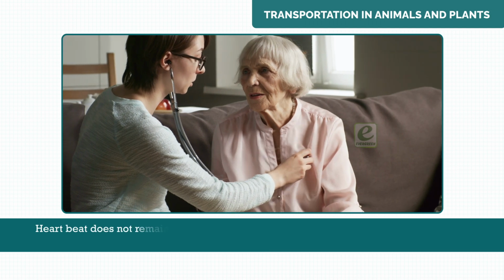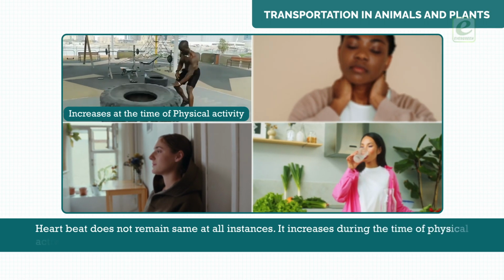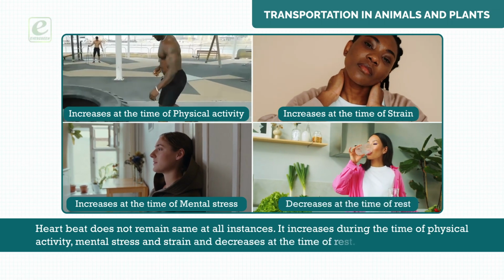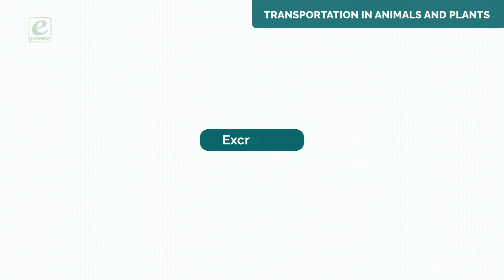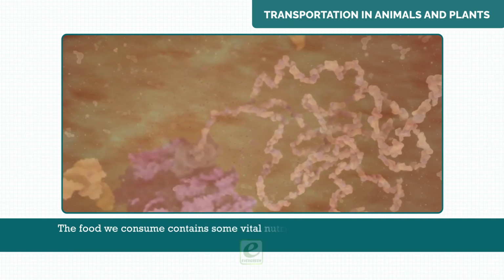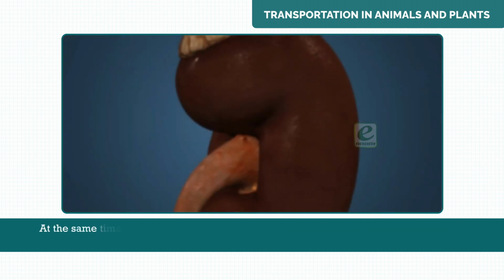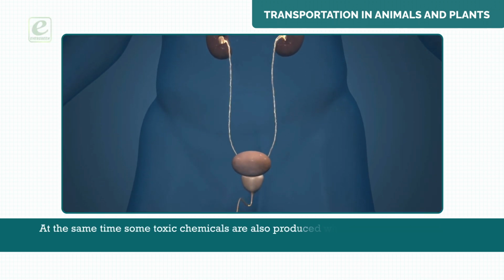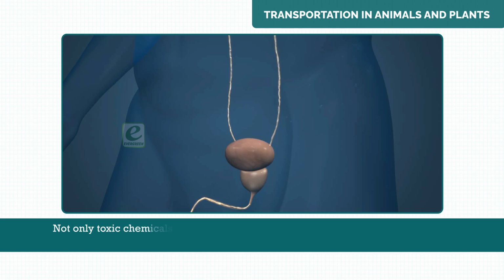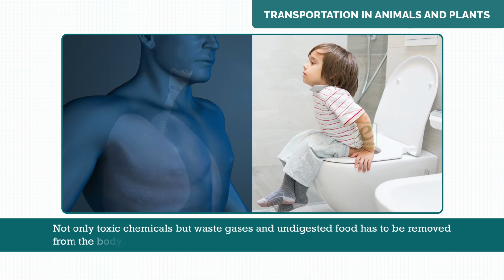Heartbeat does not remain same at all instances. It increases during the time of physical activity, mental stress, and strain, and decreases at the time of rest. Excretion. The food we consume contains some vital nutrients required for the growth and maintenance of the body. At the same time, some toxic chemicals are also produced, which have to be eliminated from the body. Not only toxic chemicals, but waste gases and undigested food has to be removed from the body.